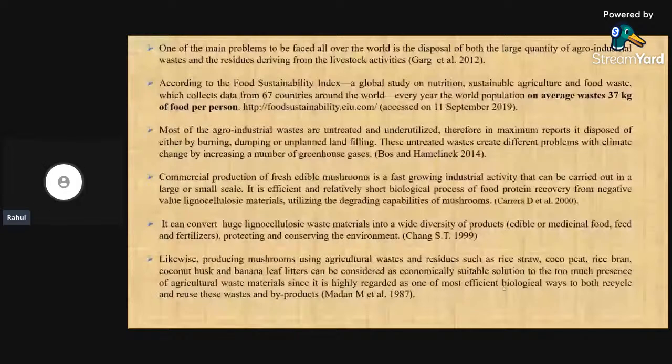Most of the agro-industrial waste is untreated and unutilized, therefore in most reports it is disposed of either by burning, dumping, or unplanned landfill. These untreated wastes create different problems with climate change by increasing the amount of greenhouse gases. Commercial production of fresh edible mushroom is a fast growing industry activity that can be carried out on a large or small scale. It is an efficient and relatively short biological process for food production utilizing the degrading capabilities of mushroom. It can convert huge lignocellulosic waste materials into a wide diversity of products.